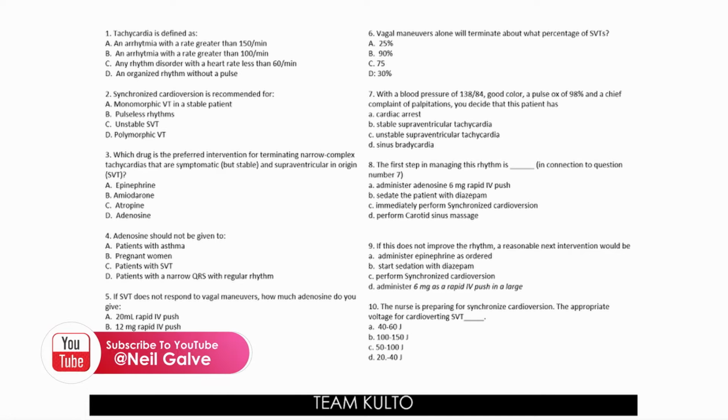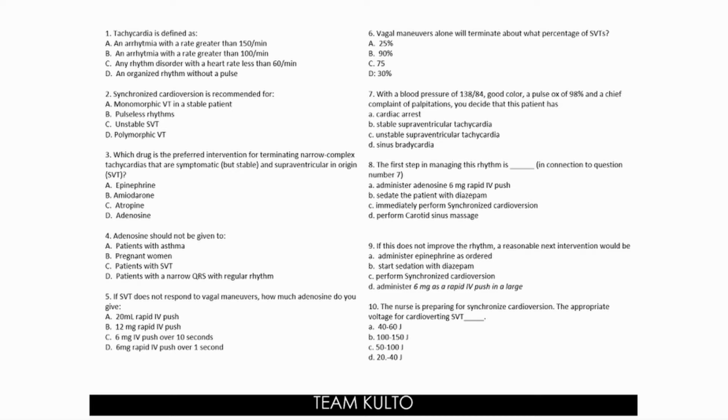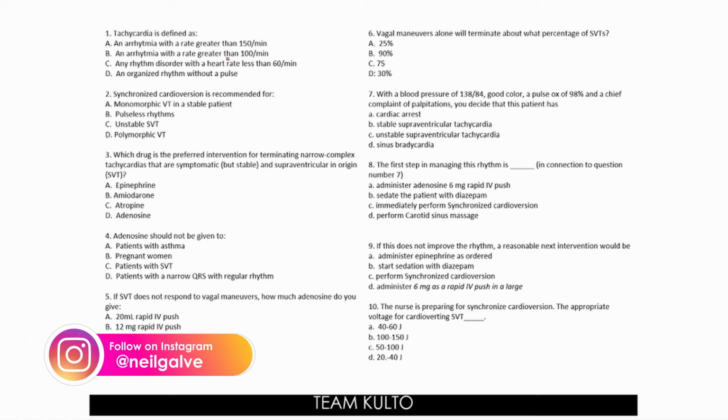Okay? Now, question number 1. Tachycardia is defined as an arrhythmia with a rate greater than 150 beats per minute, B, an arrhythmia with a rate greater than 100 beats per minute, C, any arrhythmia disorder with a heart rate less than 60 beats per minute, D, an organized rhythm without a pulse. Anong sagot dito? Tachycardia is defined as arrhythmia with a rate greater than what? 100 beats per minute. Sagot dito is B.